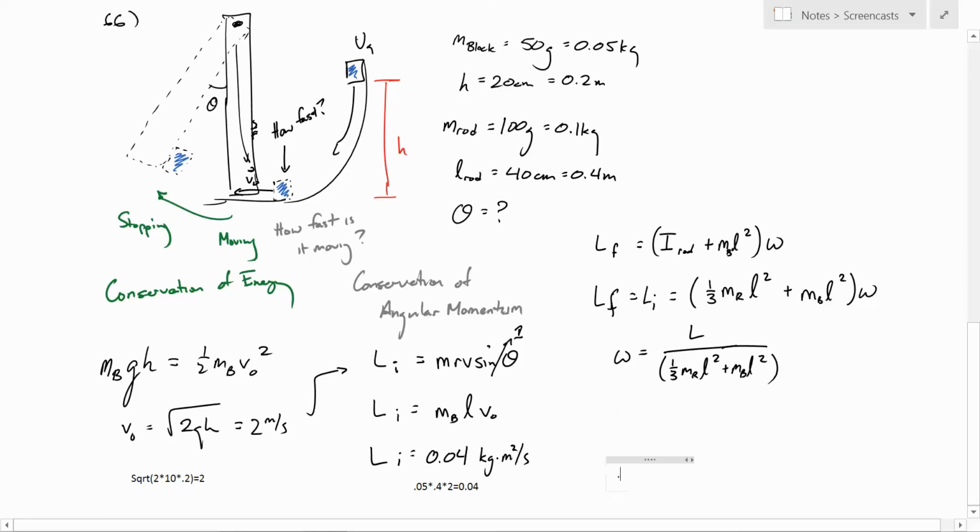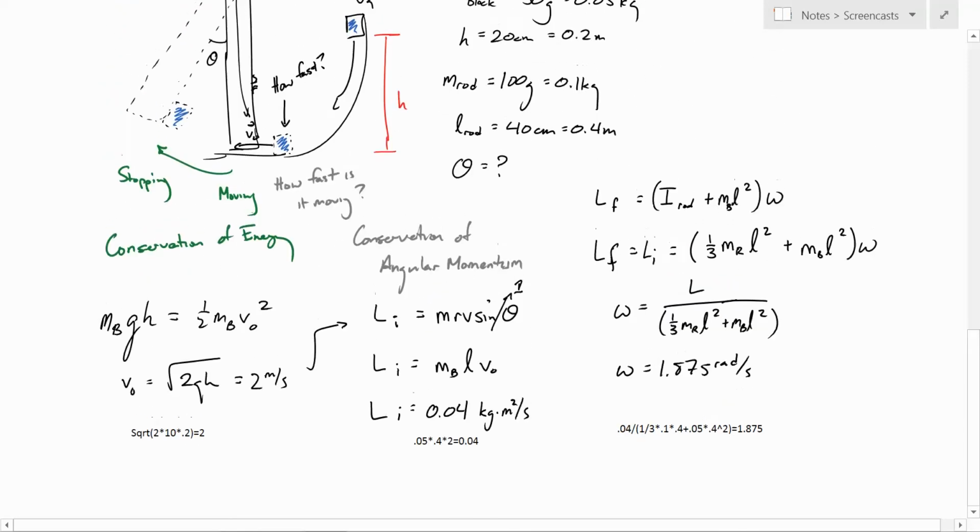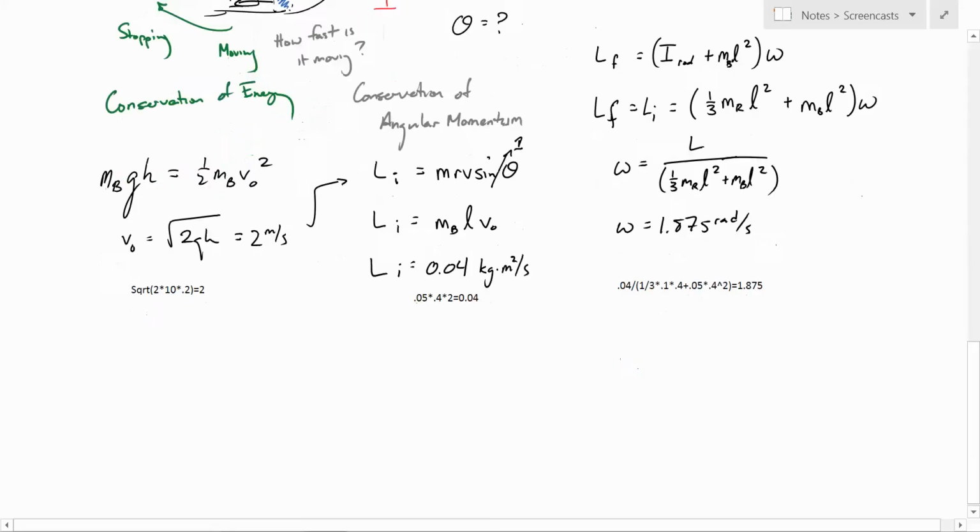So this is 0.04 divided by this huge thing, 1/3 times 0.1 times 0.4 plus 0.05 times 0.4 squared, and we hope that I didn't make any typos. Doesn't look like it. Hey! 1.875 rads per second. And we are almost done, but not quite. Oh god, there's even one more step than I thought there was.